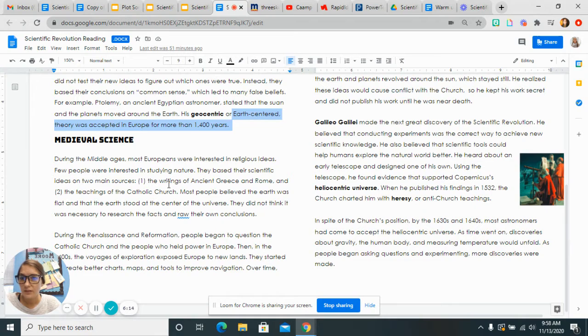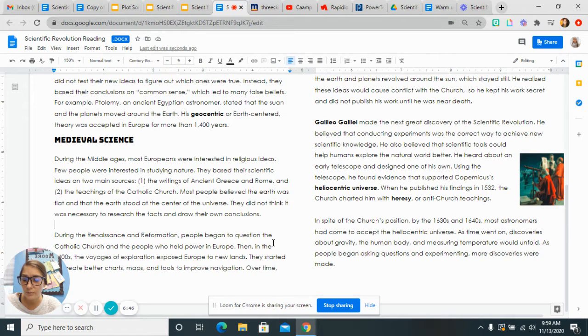Medieval science. During the Middle Ages, most Europeans were interested in religious ideas. Few people were interested in studying nature. They based their scientific ideas on two main sources, the writings of ancient Greece and Rome, and the teachings of the Catholic Church. Most people believed the earth was flat and that the earth stood at the center of the universe. They did not think it was necessary to research the facts and draw their own conclusions.